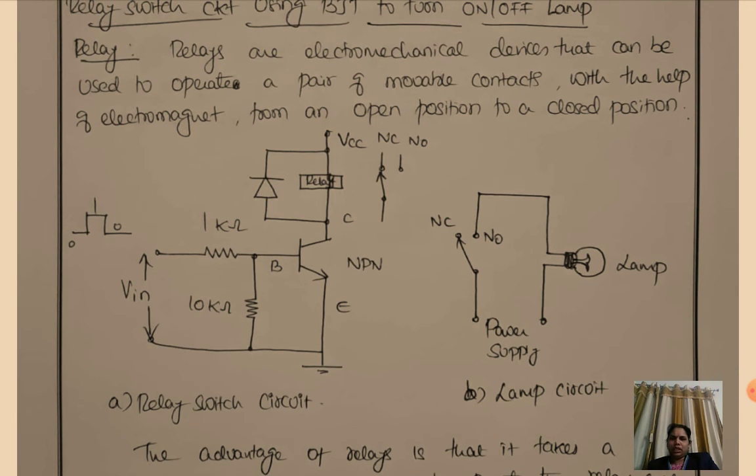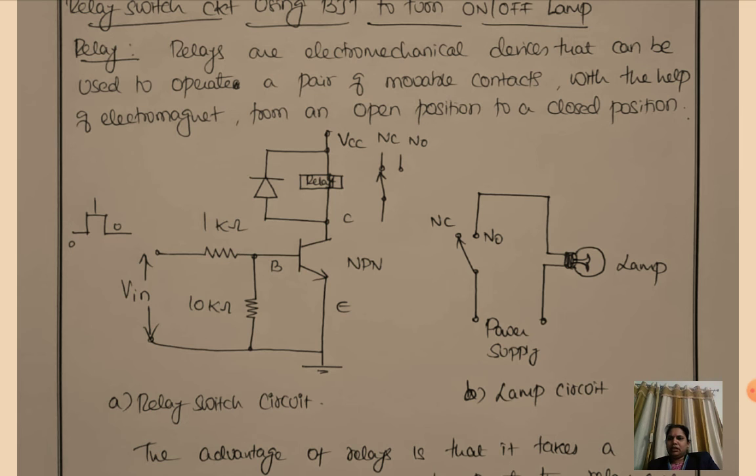So whenever the coil is energized, it will make the contact move from one position to the other position. Normally it is in the normally closed position; if the coil is energized due to the collector current, it will move from the normally closed position to the normally open position. Thereby we can see that there is a closed circuit, and this will make the lamp glow. So let us see the operation of this NPN transistor, and with the help of the relay how we are going to turn on or off the lamp. So this is the basic construction used here.